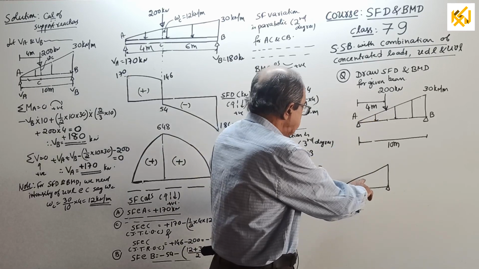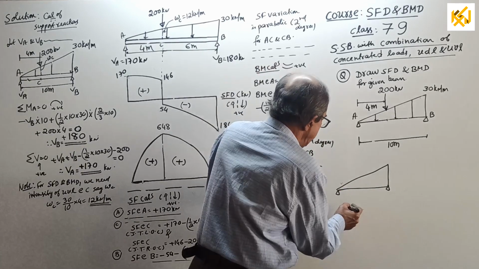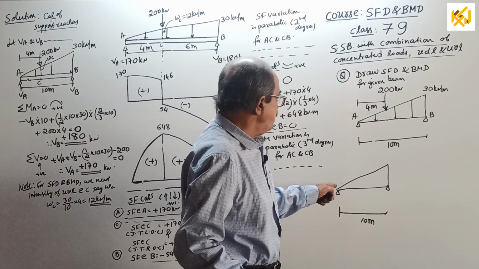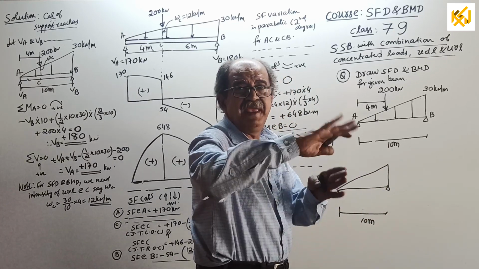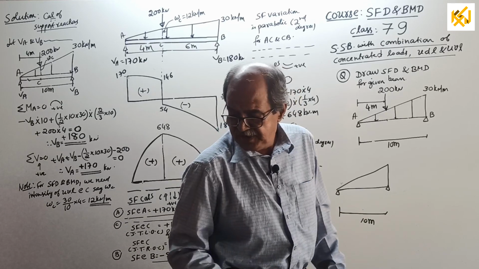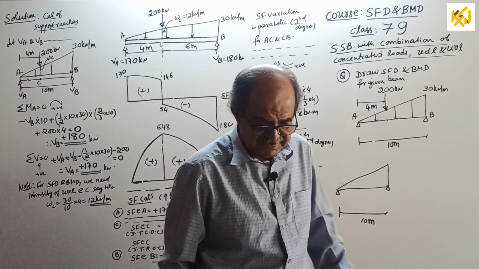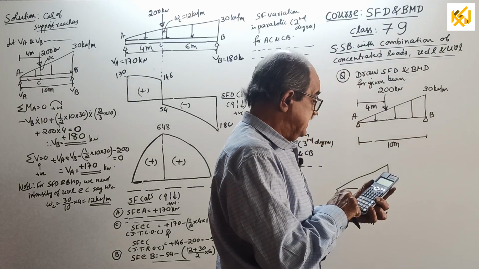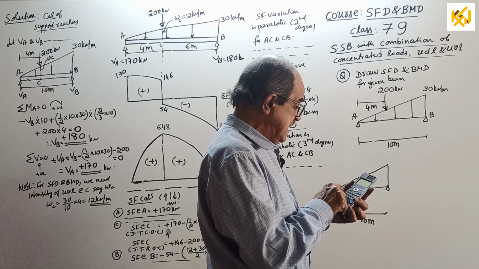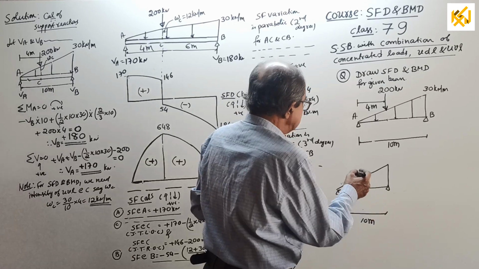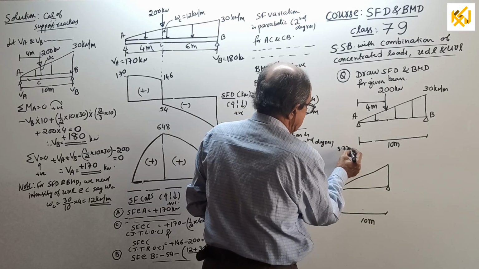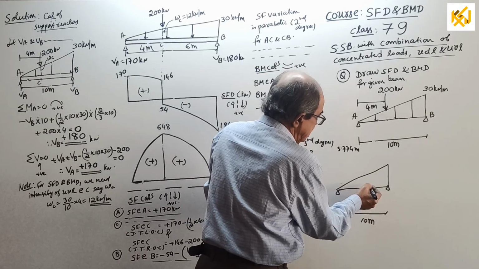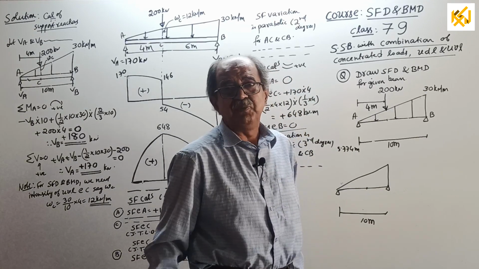See, if it is only UVL, the span is 10 meter. Now, if you want to know the principle, if it is only UVL of this type, the maximum BM will come at L by root 3 from the end where intensity is 0. So that is from the left end, L by root 3, means 10 divided by root 3 for this question, 5.774 meter. Okay, then that is the point of maximum bending moment or zero shear force.